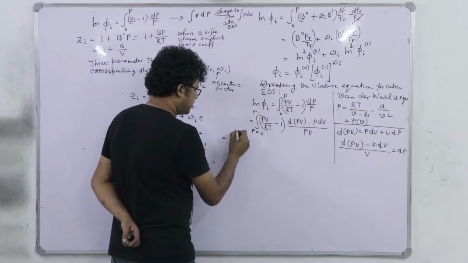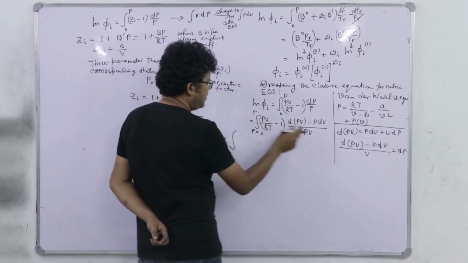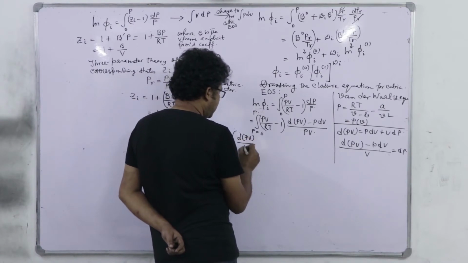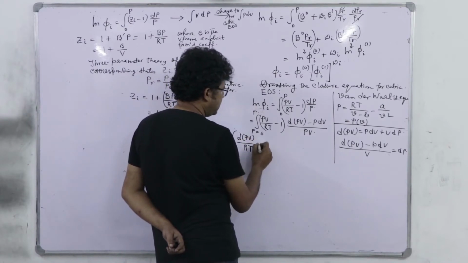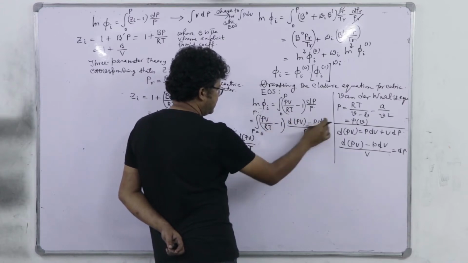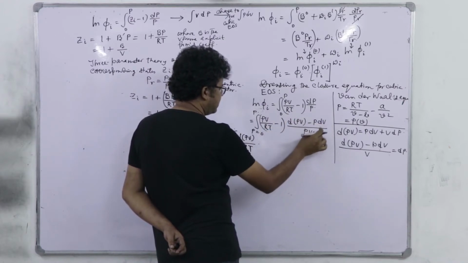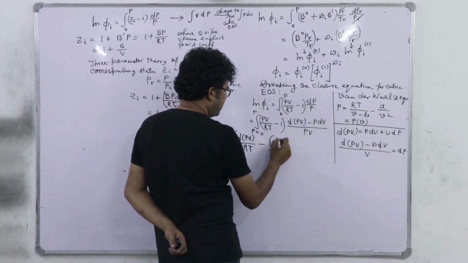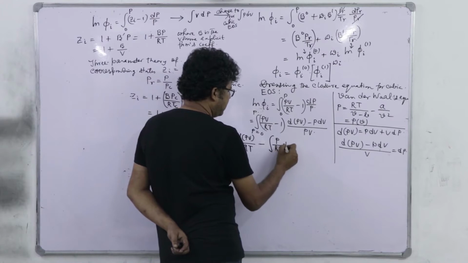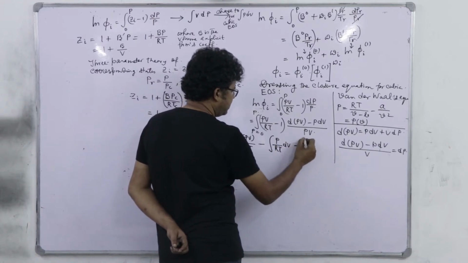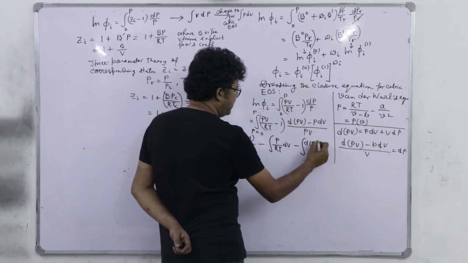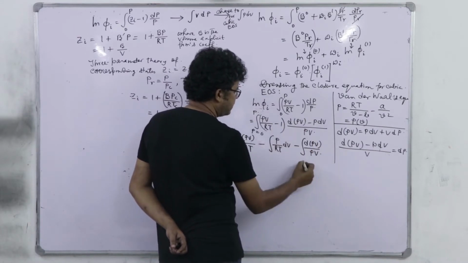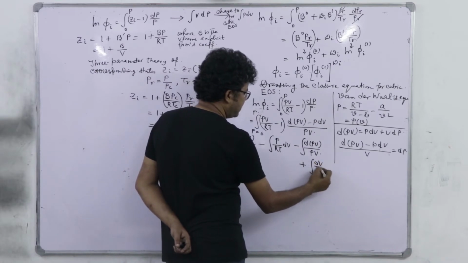So, what about the first term? d of PV by RT, right, first term. Next term, P P cancels out, dV by V. So, minus P by RT dV, minus d of PV by PV, and then minus minus plus dV by V.